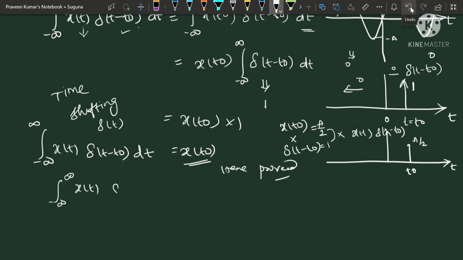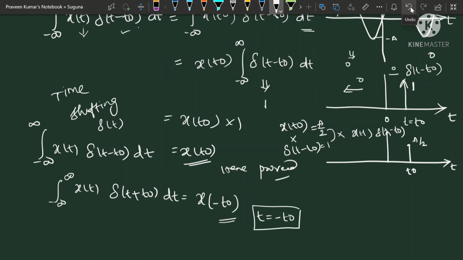Similarly, x of t del of t plus t naught dt, what will it be? X of minus t naught. That means x of minus t naught, what is it? At t is equal to minus t naught, whatever signal value is there, that will be our resultant.